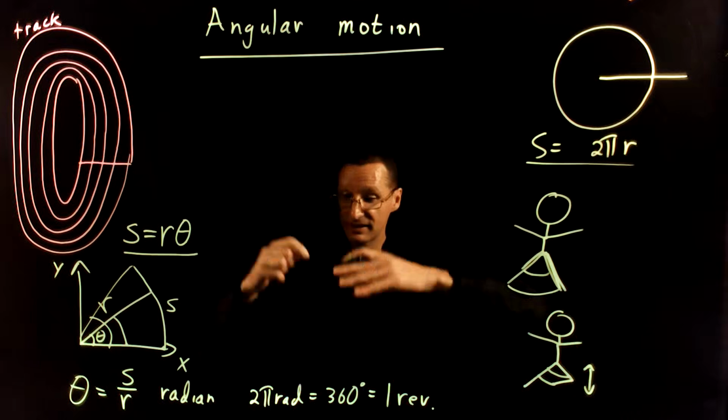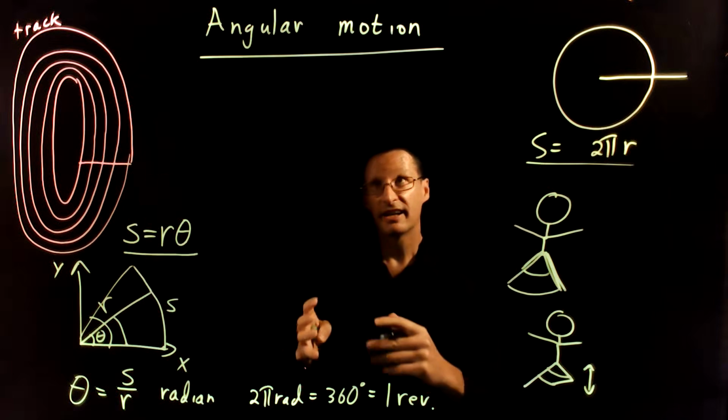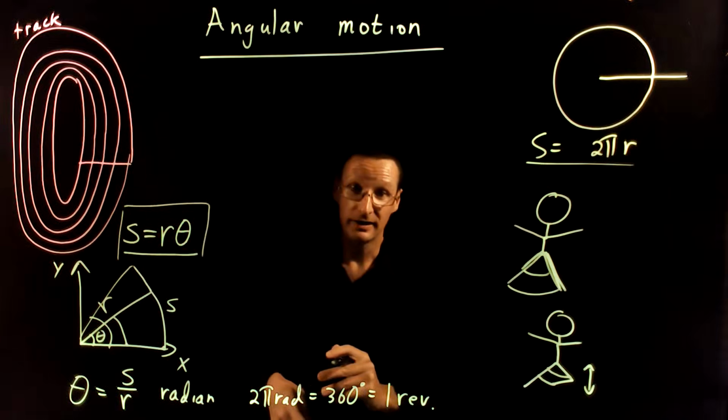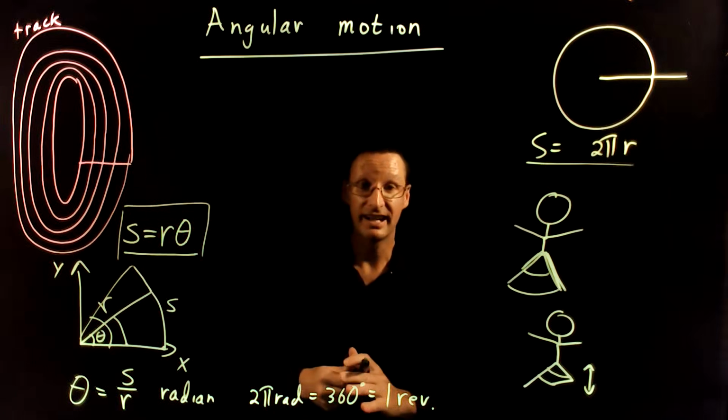All right, so hopefully this gives you an overview of the connection for angular motion. The big thing here is to remember the arc length formula, and most everything connects back to this.